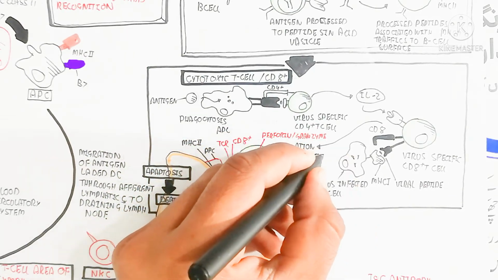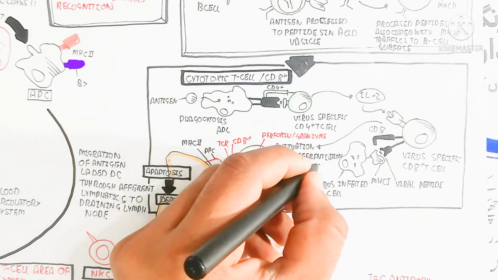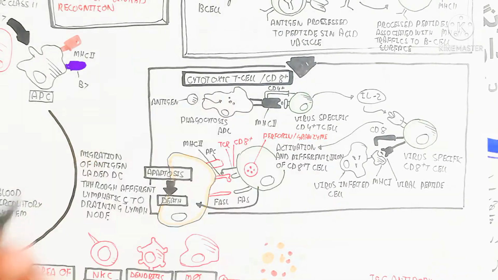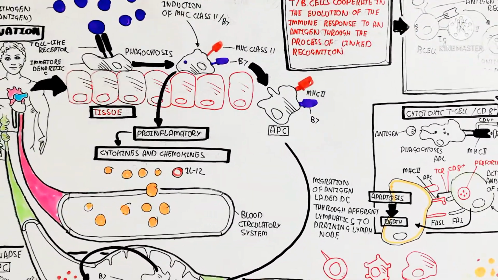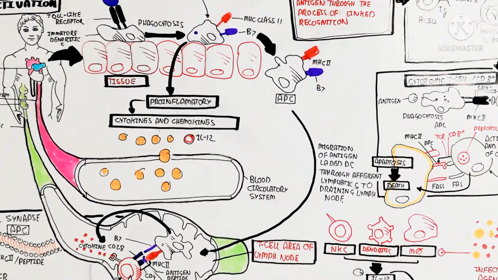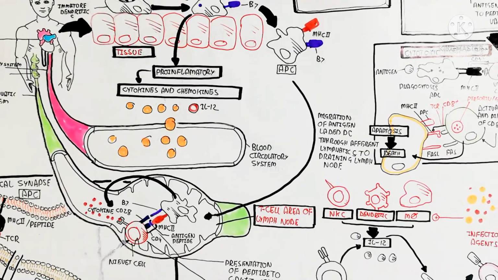And in this way, after the recognition is complete, this is the activation and differentiation of the CD8 T cell and the killing of the infected cell. So this was the T cell activation overview for this video.